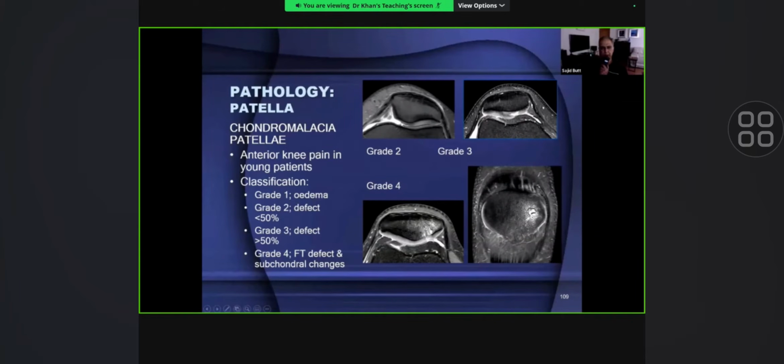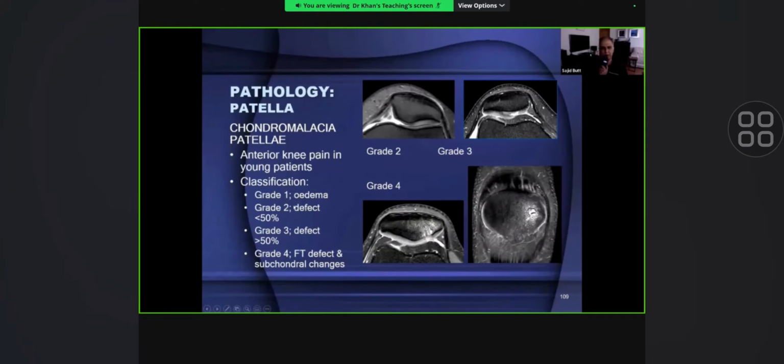Initially, you will have the cartilage which has got some bright signal intensity. That's chondromalacia, softening of the cartilage. That gets underreported. Then you will have a partial thickness cartilage loss. So there's a fissure defect, but there's some cartilage still present. And then you'll have a full thickness cartilage loss with subchondral bone marrow edema and small cyst formation.